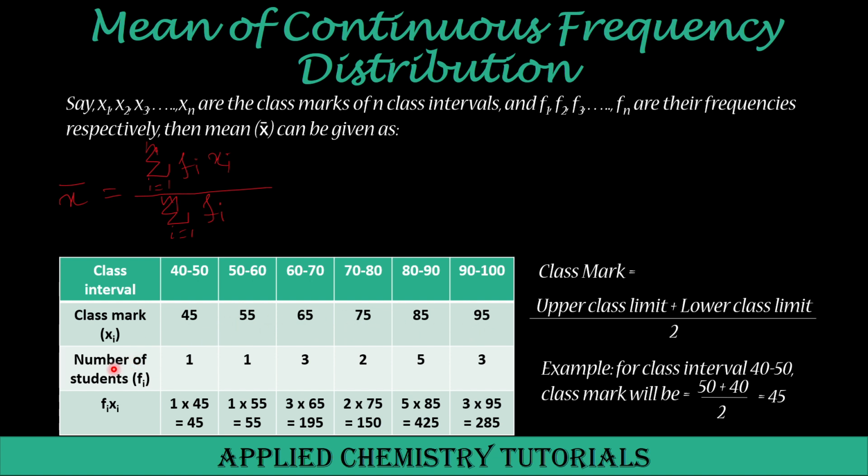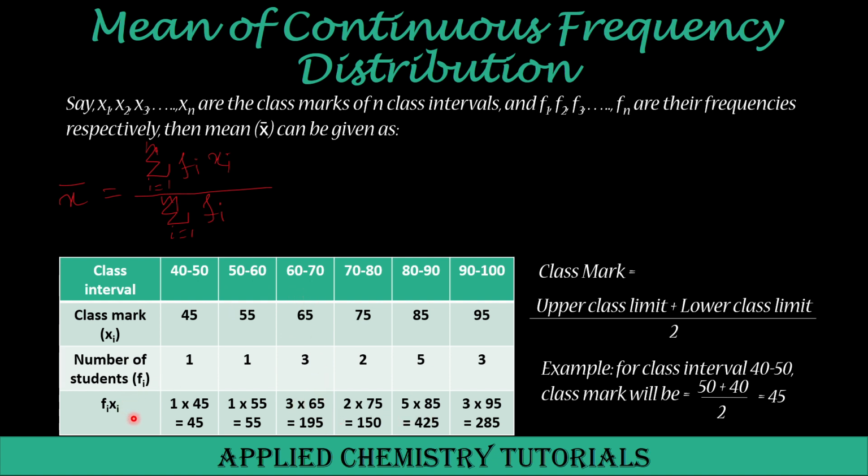So we already know the number of students from the problem, so we put that into the third row. Now from this we can calculate the fixi term as shown in the equation. So fixi is 1 multiplied by 45 equals 45 for the 40 to 50 class interval. Then 1 multiplied by 55 equals 55 for the 50 to 60 class interval. Similarly, 3 multiplied by 65 equals 195 for the 60 to 70 class interval, and so on.